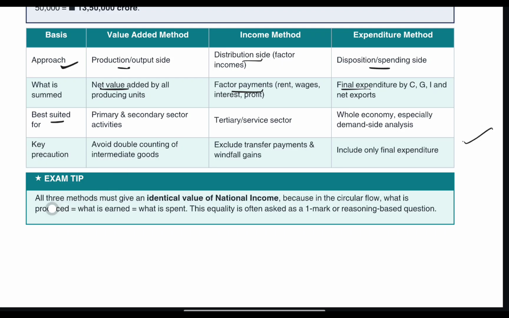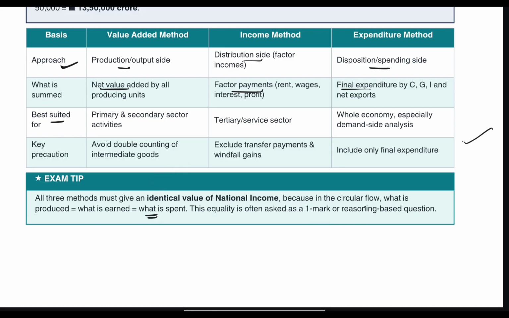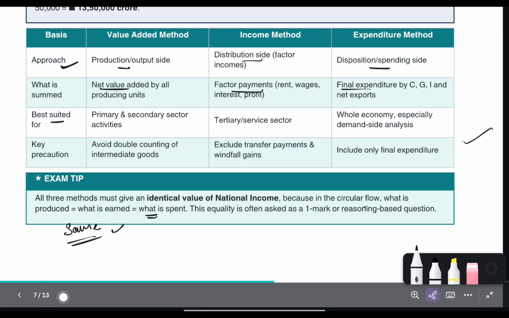So for your exam, I have a tip that all three methods must give an identical value of national income, because in the circular flow, what is produced is what is earned is what is spent. All values are equal. So if you calculate national income by any of the methods, your answer will be the same. National income will be the same. Got it?